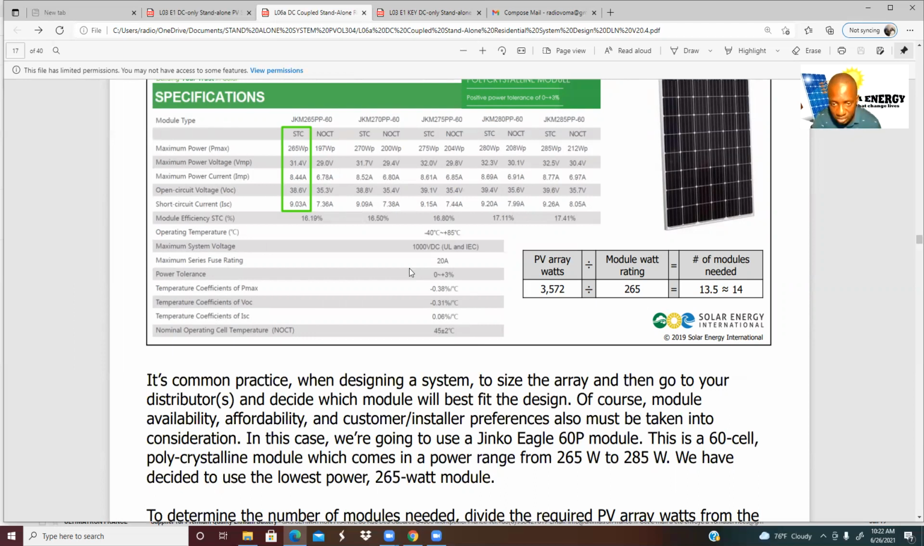The PV array watts is 3,573. The module watts rating is 265. The PV array divided by the module rating of 265 gives you the number of modules needed, 13.5.